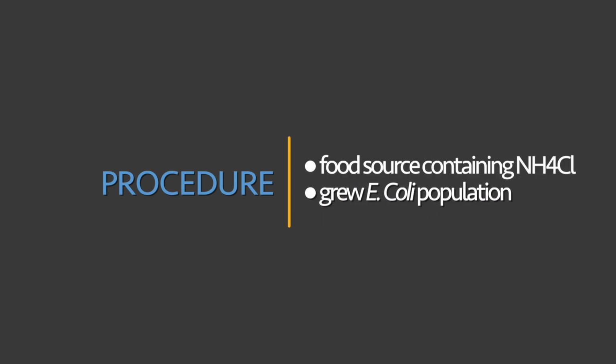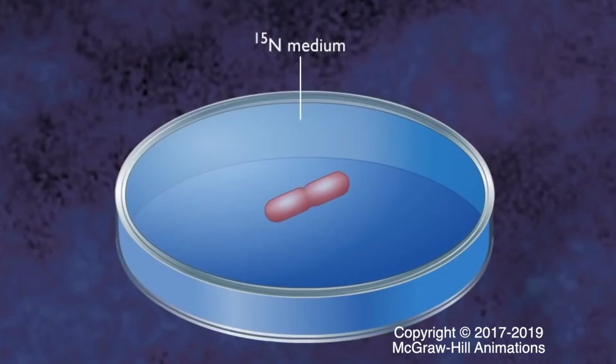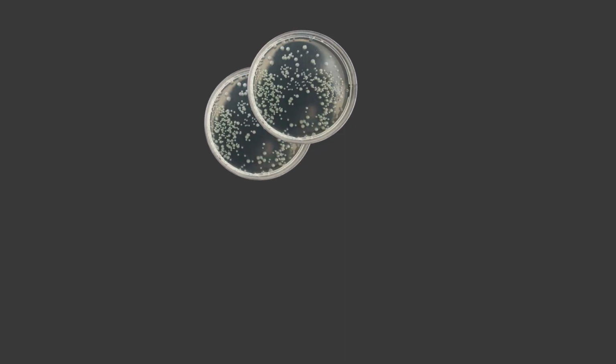In the experiment, they prepared a food source that contained ammonium chloride as a source of nitrogen, and then grew populations of E. coli, a type of bacteria that can be found in the alimentary canal. The nitrogen in the ammonium chloride was nitrogen-15. They left the bacteria long enough so that nearly all of the bacteria only had nitrogen-15 in their DNA molecules.